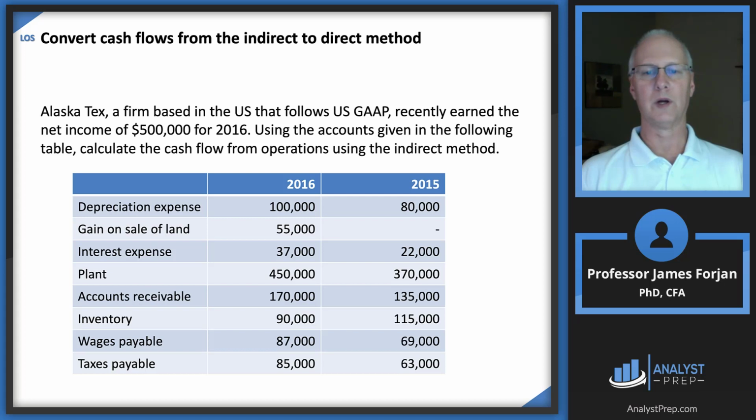Interest expense, we're going to ignore that. Increases in plant, we're going to ignore that. And then we have these short-term assets and short-term liabilities. This is the working capital stuff. So what do we have here? We have an increase in accounts receivable, decrease in inventory, increase in wages, and increase in taxes payable. So really, this is just an adding and subtracting LOS, convert those cash flows, but we need to make sure we have the plus sign and the minus sign in the proper order.